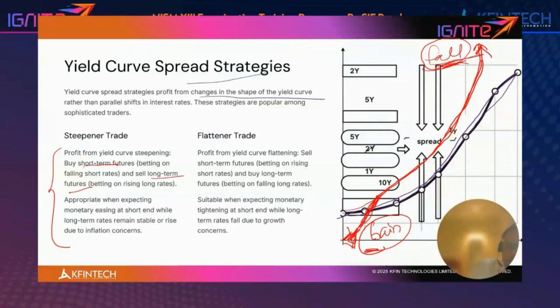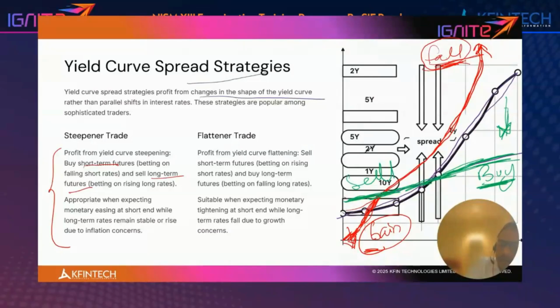Flattening. Let's take another color. Suppose it goes like this, like this, like this. Maybe I'll take some other color. Let's take a green color, and it flattens out. Flattens out means the interest rate is going down. Interest rate is going down means that I will buy the bond here and I will sell the bond here. Why? Because here the interest rates are rising.